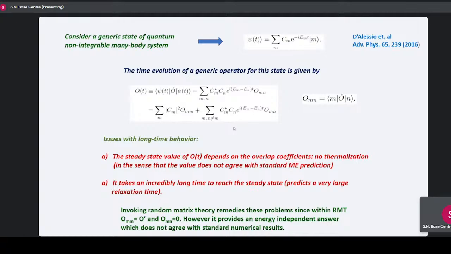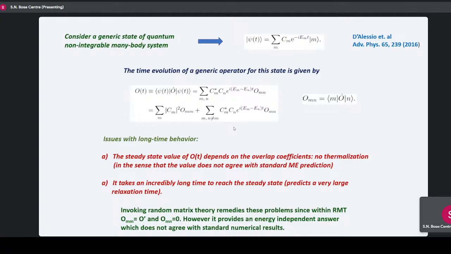And then if I look at the long-time behavior of this, there are a few issues. The first one is that at long times the off-diagonal part averages out, and the steady state value of O seems to depend on the overlap coefficients, which means that the system retains memory of the initial state. It never happens in an ergodic system.